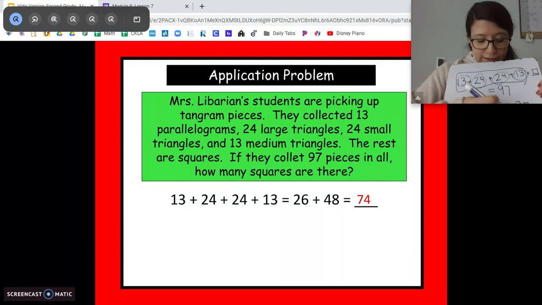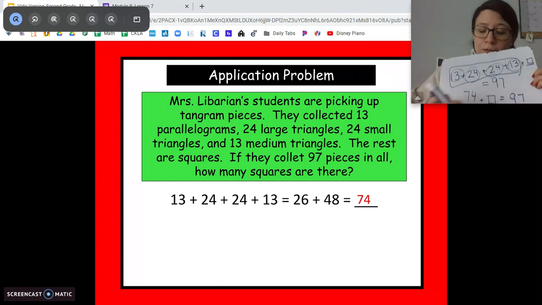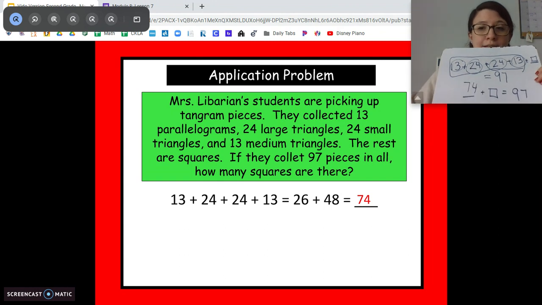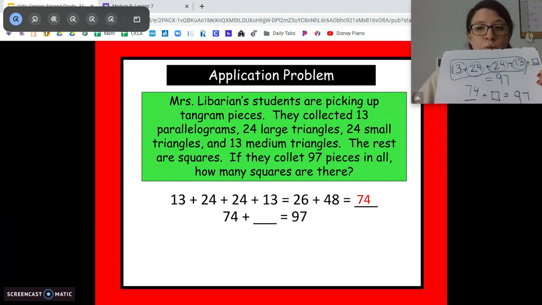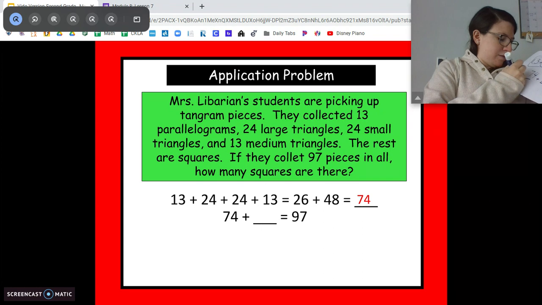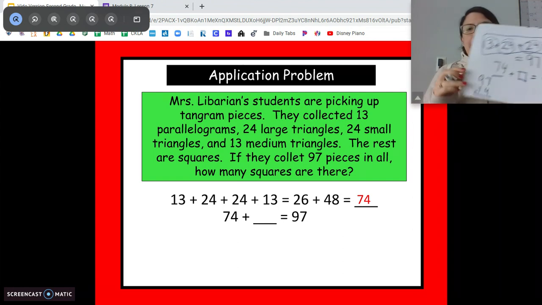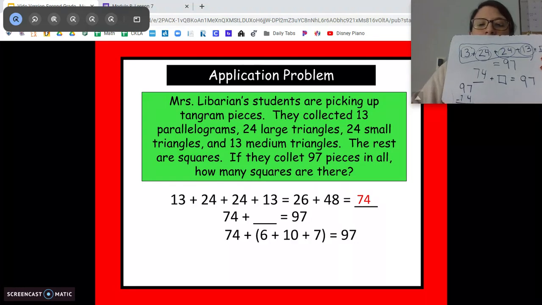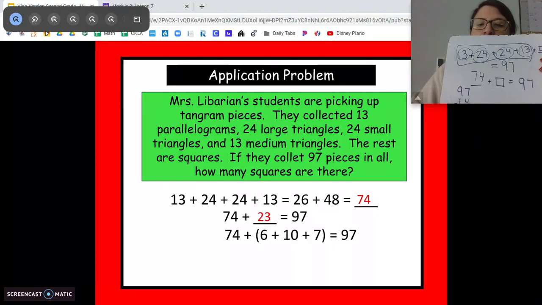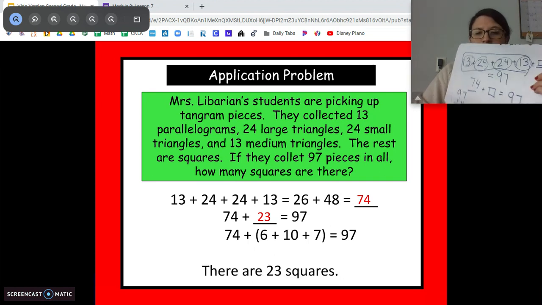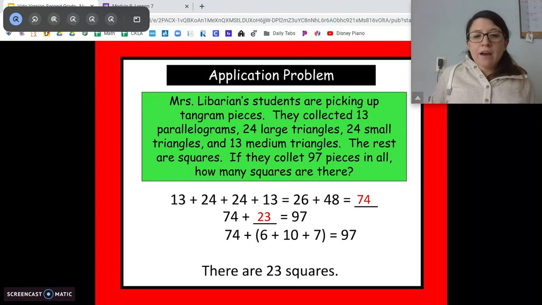Now, we still don't know how many squares we need, so I set up a number sentence. 74 is what we do know, plus the number of squares is going to give us 97. So to figure that out, just like we do in our number bones, we're going to do 97 minus 74, and we're going to get a nice 23. So what does that 23 mean? That 23 of our shapes are squares.